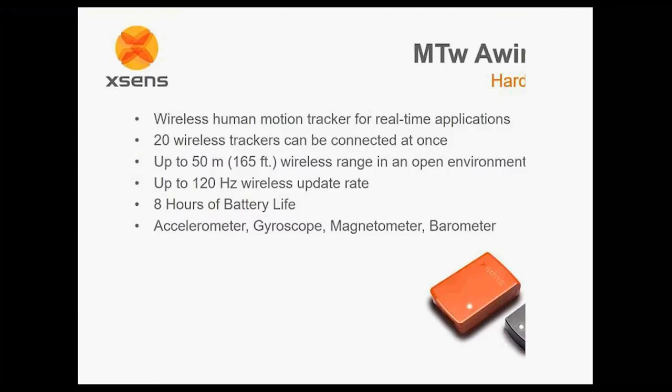All right, so just a little bit about our hardware and what we can do with that hardware. These are our wireless human motion trackers, and these are individual IMU units. You can have one tracker connected, or you can have up to 20 wireless trackers connected to our receiving station at one time. You have up to a 50 meter wireless range in an open environment, and within the office space, you get about 25 meters of wireless range. You can get up to a 120 hertz wireless update rate. With that, as you have more trackers attached, that wireless update rate will be reduced.